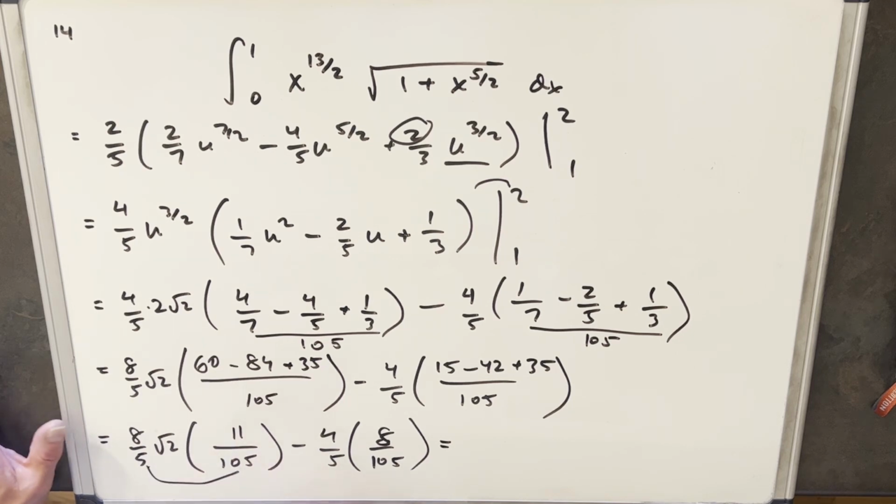And then to finish it off, we could do this a few different ways, but 5 times 105 is going to be 525 in the denominator here. And then multiplying in here, this is going to be 88 square root of 2 minus 4 times 8, which is 32.